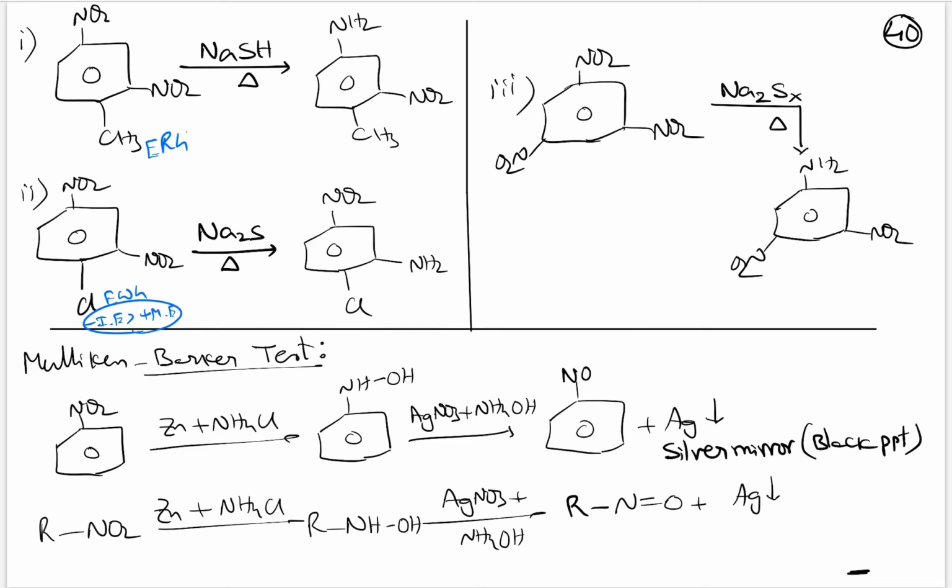And then last, the Mulliken-Barker test. This is a reaction used to identify the presence of nitroalkanes and nitrobenzene. First, what you will do is nitrobenzene or nitroalkane will be reduced by neutral medium, that is zinc plus ammonium chloride. You will get hydroxylamine. This hydroxylamine on treatment with Tollens reagent, the hydroxylamine will be oxidized to nitrosobenzene, and Ag plus will be reduced to a silver mirror. The same nitroalkane will also give a nitrosoalkane, and a silver precipitate is formed.